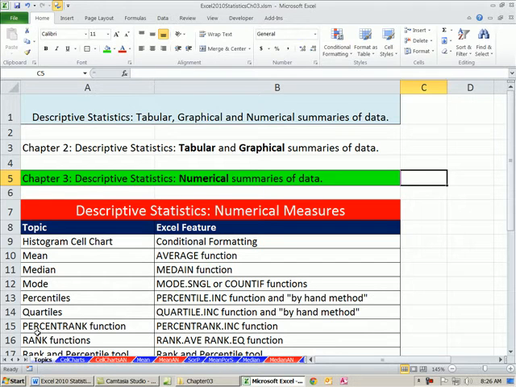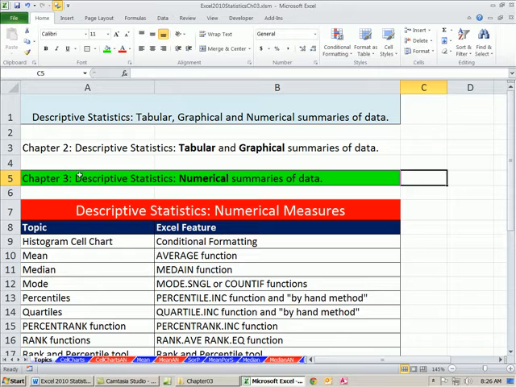We're on the Sheet tab Topics, and we're starting Chapter 3. Descriptive statistics, that's what we're doing here: tabular, graphical, and numerical summaries of data. In Chapter 2, we did tabular and graphical. Remember, we have a huge data set, and it's hard to make sense of all that raw data. But last time we did frequency distributions and various charts. So with tabular and graphical, we're taking the raw data and organizing it in some way so that it's useful information. Summaries of data, creating useful information.